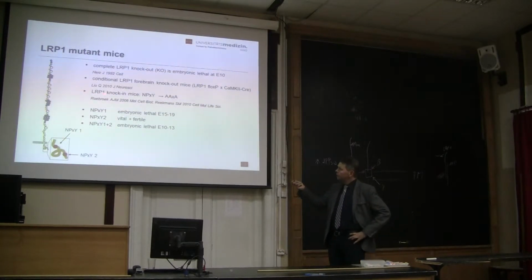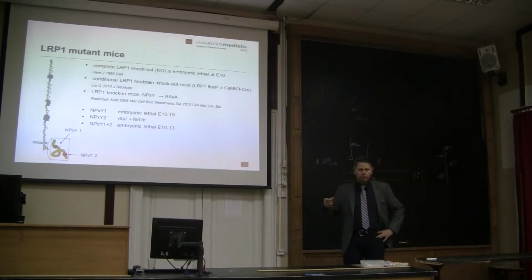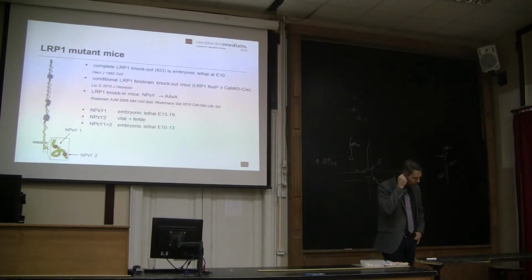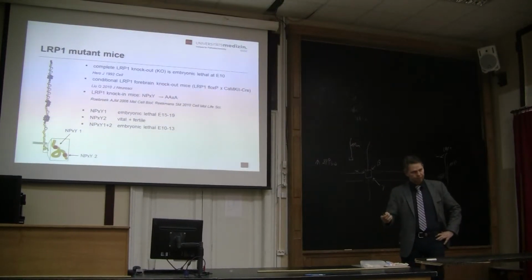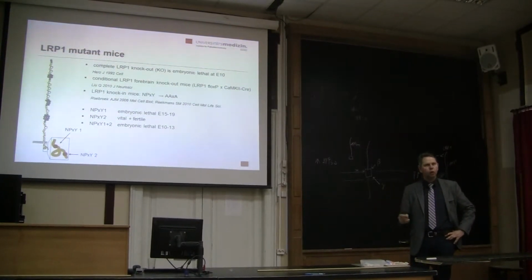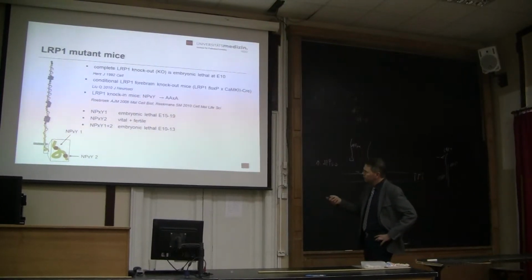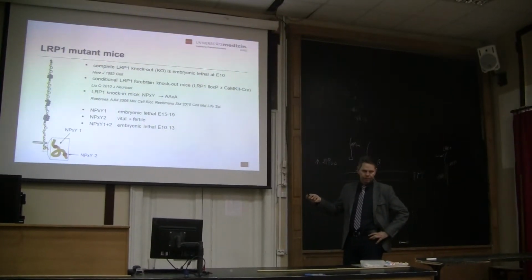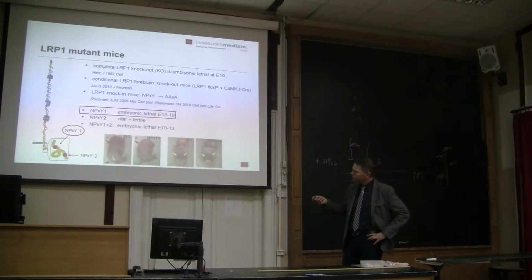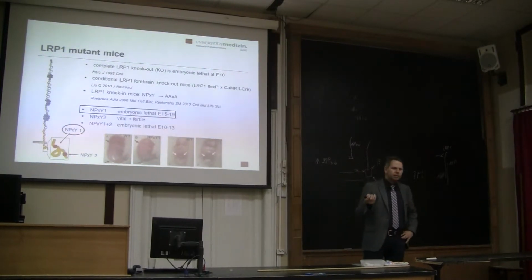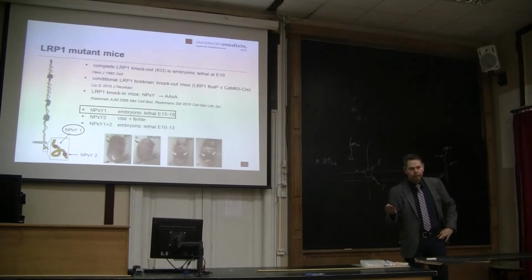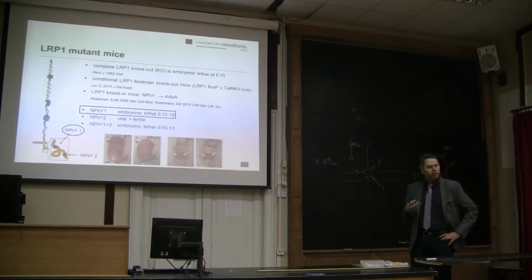Additionally, there's another LRP mouse model available, which was very elegantly generated by Anton Röbbeck. What he did was make not a knockout, but a knock-in. He made different knock-ins into the endogenous LRP gene, and he targeted the NPXY domains of LRP. That was quite interesting because he made an amino acid knock-in into the first NPXY domain, and the mice died.